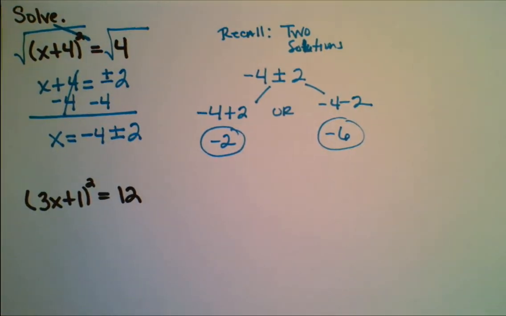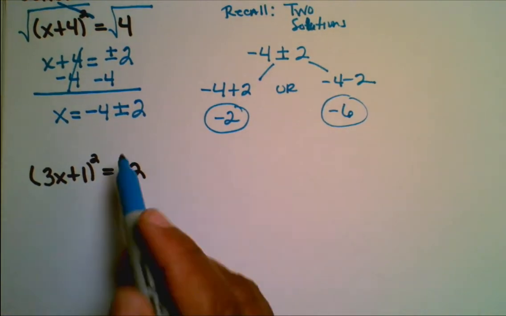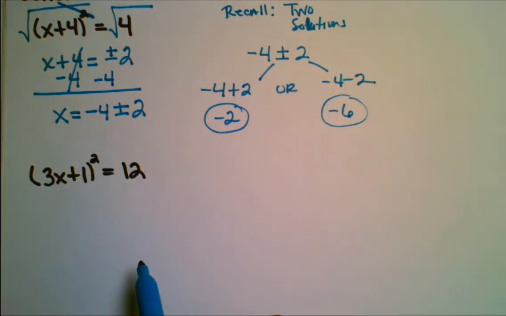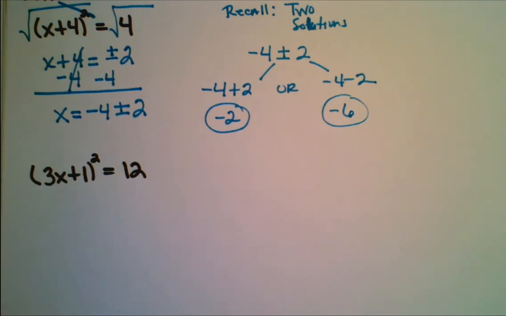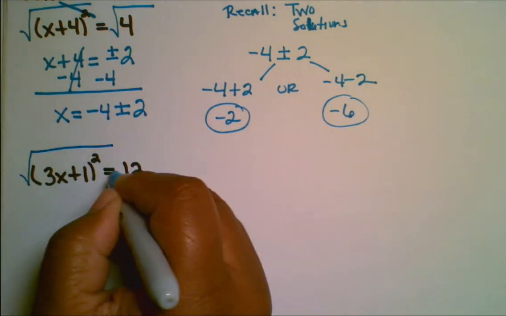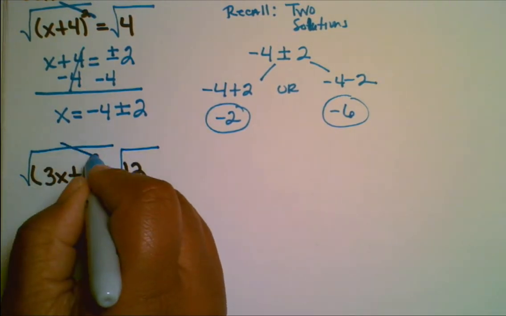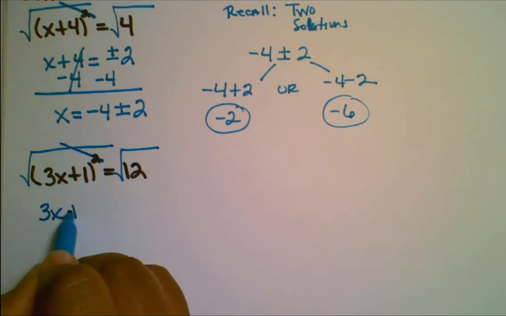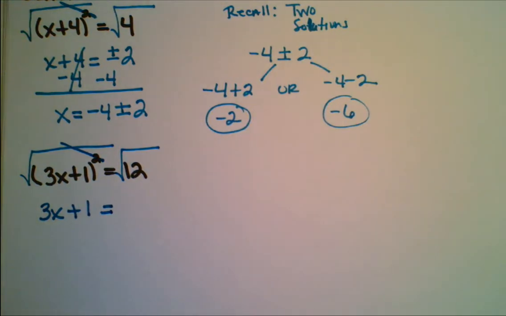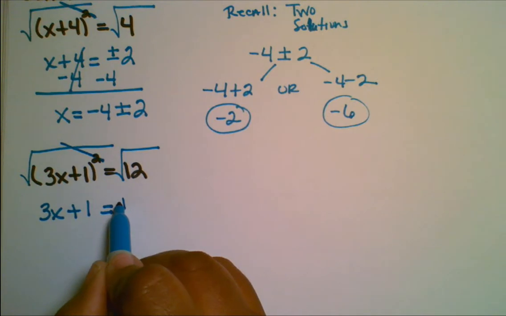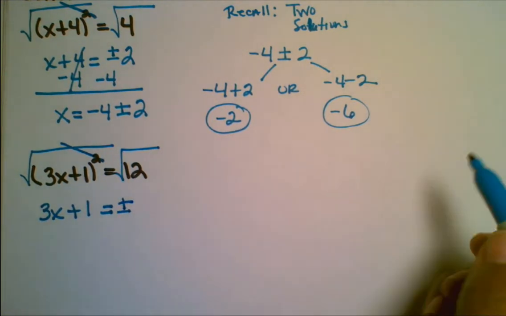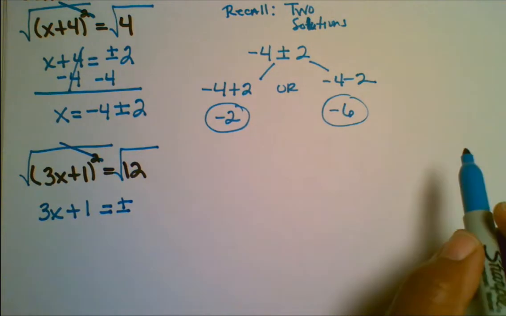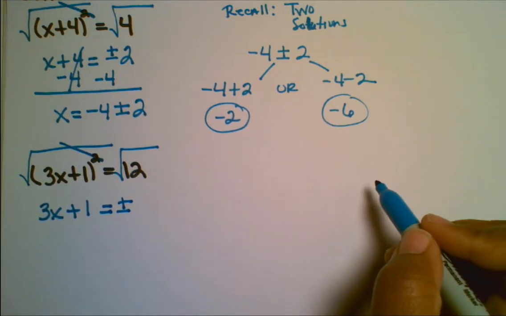Our next example, the quantity of 3x plus 1 squared is equal to 12. So what we're going to do is take the square root of both sides. On the left-hand side, the exponent of 2 and the square root cancel out. We have 3x plus 1 is equal to, how many solutions again? 2. So let's write our symbol, plus or minus. Now this is the square root of 12. Can you simplify the square root of 12?